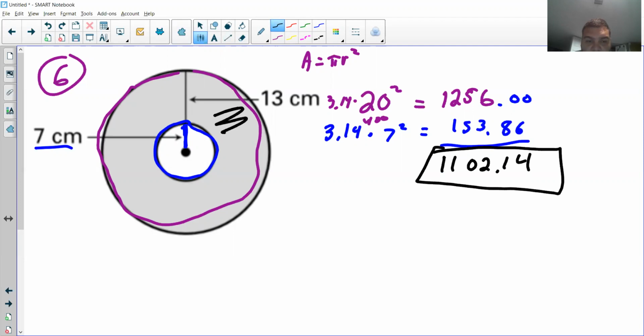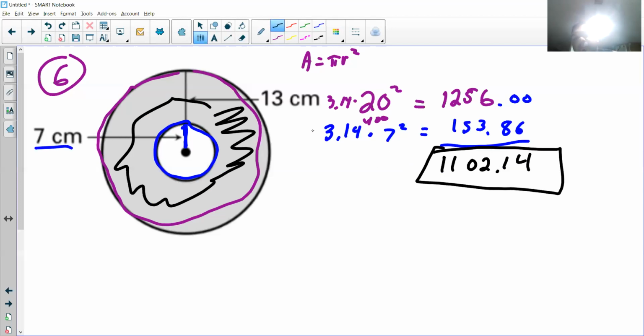So this dark area over here, the shaded, is 1102.14. The whole thing, if you had the full big circle, would be about 1200, and that little white circle is 153. And I'll leave this up here so you could copy it down as I prepare the last problem for today.